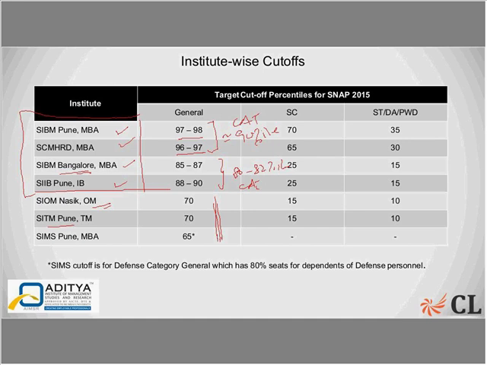And anyone from a defense category, I hope you have applied to SIMS Pune, because 80% of the seats are reserved for wards of defense personnel. Rather, 90% are reserved for defense personnel, out of which 80% are defense category general, and there's a defense category special which is 10%. And there are only 10% seats in the open category. 65 percentile is the cutoff that we look at for defense category general.